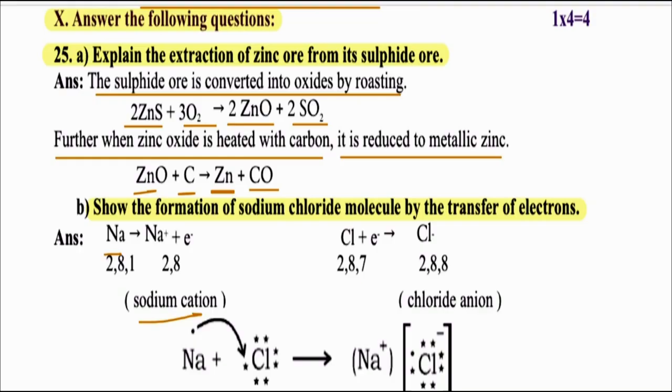Whereas if we talk about the chlorine atom, it is an electronegative atom and it accepts the electron donated by the sodium atom in its outermost orbit, and it forms chloride anion. In this process energy is released, so we call it electron affinity.